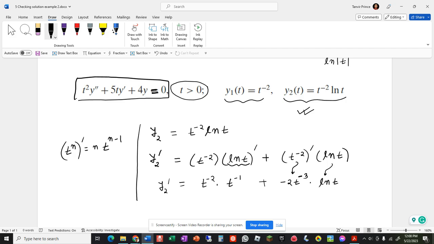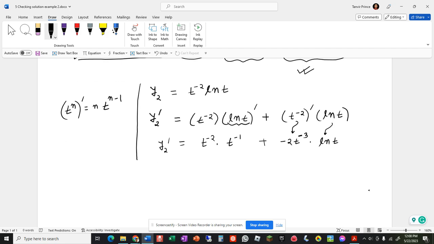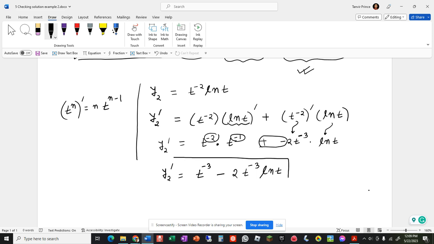So let's simplify that before I take the second derivative. Remember, when you multiply, you add the exponents. So I get t to the power negative 3 because negative 2 and negative 1, when I add, I get negative 3. This positive and negative, I can just write negative here. Negative 2t to the power negative 3 times ln t. So that's my first derivative.